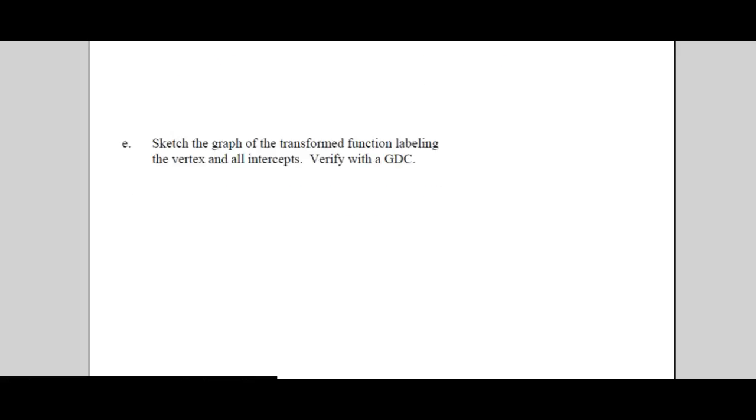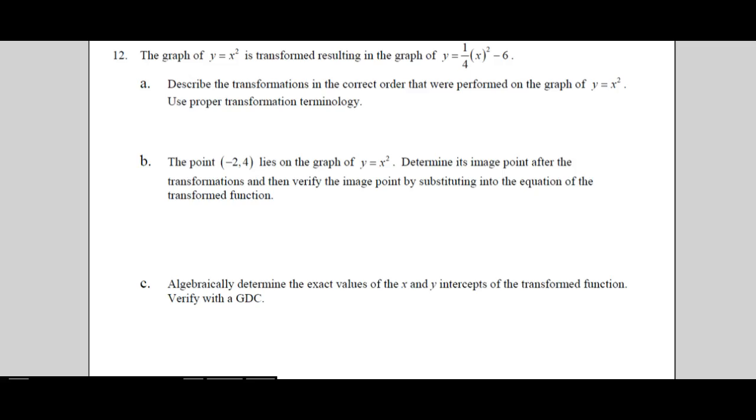Number 12. The graph of y equals x squared is transformed, resulting in the graph y equals 1/4 x squared minus 6. Describe the transformations in the correct order that were performed on the graph of y equals x squared. Okay, it's like 11, so you can do that, right? The point negative 2, 4 is like 11, you can do that. Algebraically determine the exact values of the x and y intercepts, you can do that.